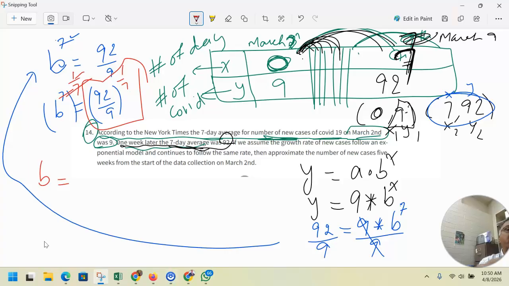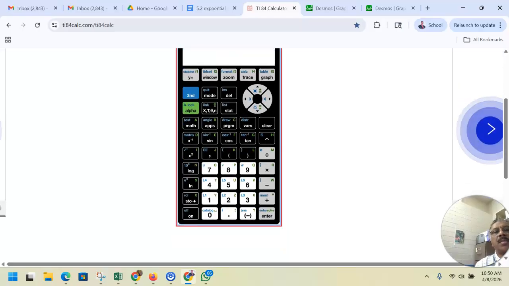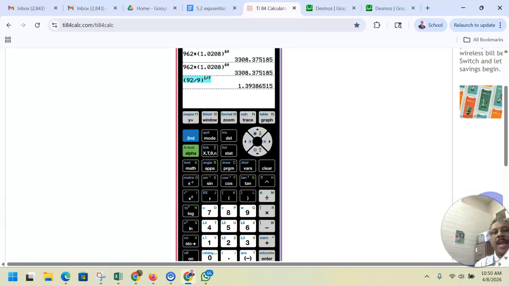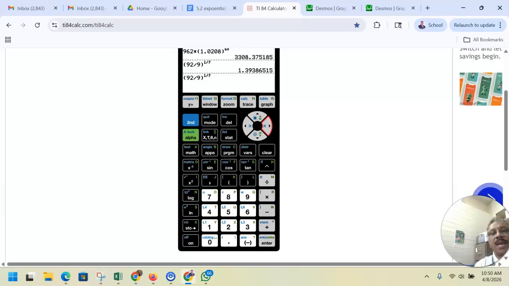Just to save time, this is what you plug in. See, I already put it. You can check, I already posted it here. I enter. I want to go back to this one, and I want to enter. So this is what I already typed. So you can do 92 divided by 9. As I said, you could do it directly also. You don't have to use that.